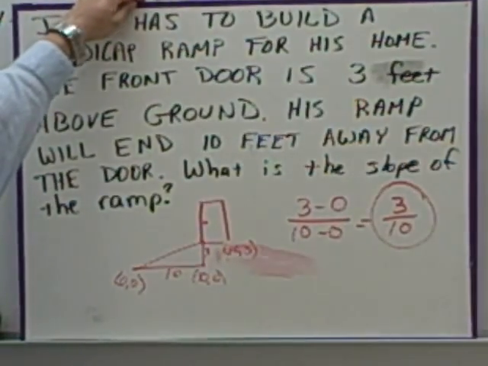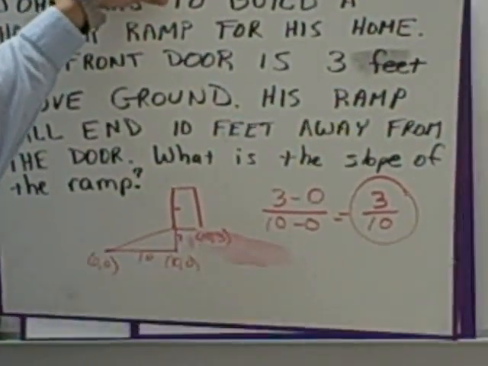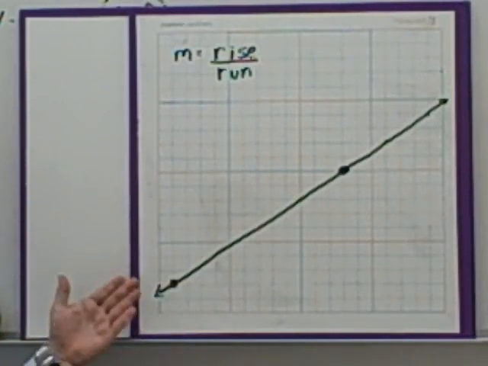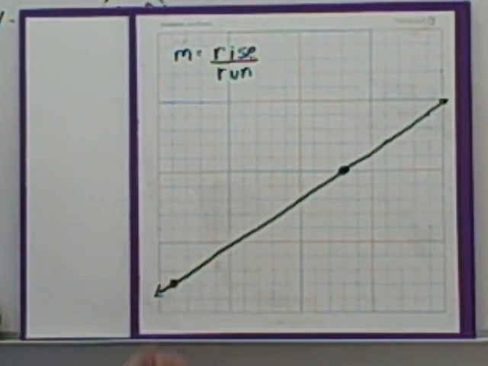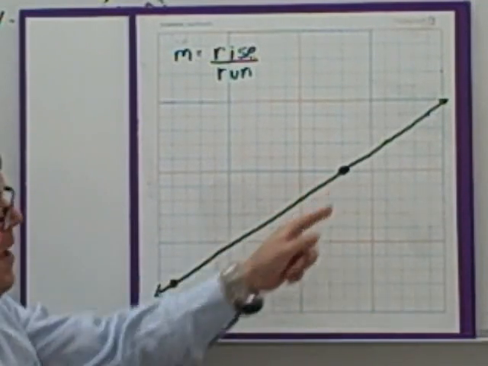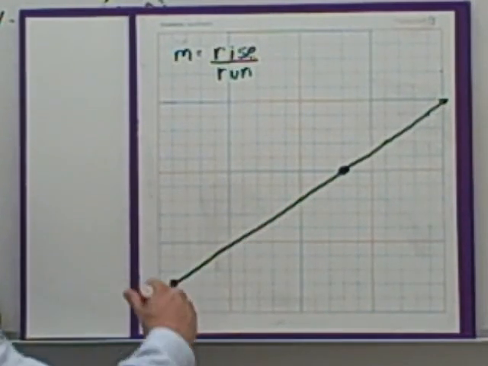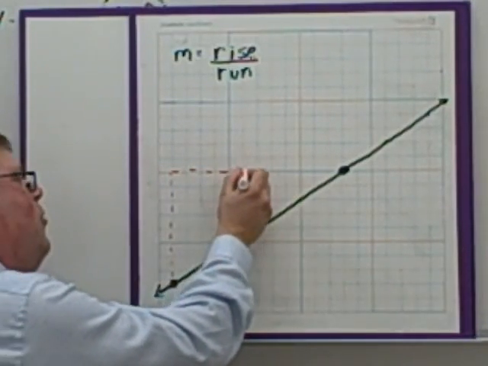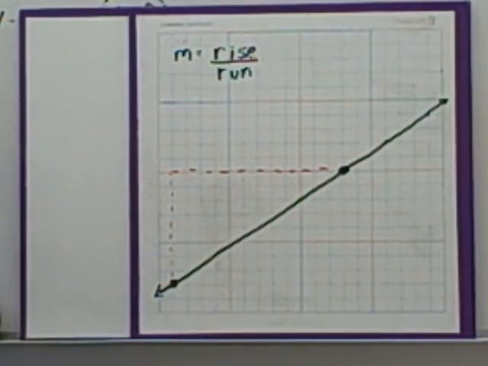So that one just stays 3/10. You may recall in the first slide we talked about rise over run. When you're given a graph like this, you can find the slope working with rise over run. Moving from left to right, to get from this point on the graph to that point on the graph, I have to go up and then over to get to that point.